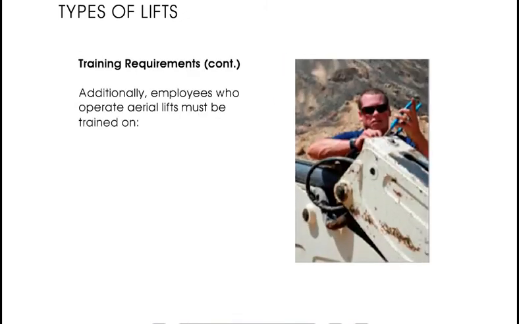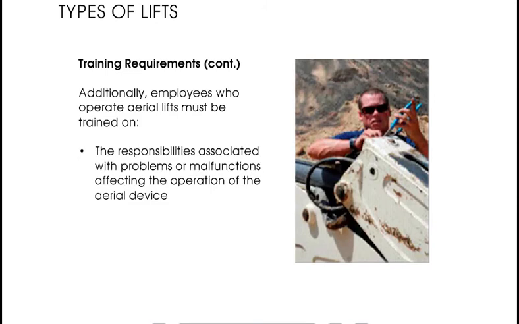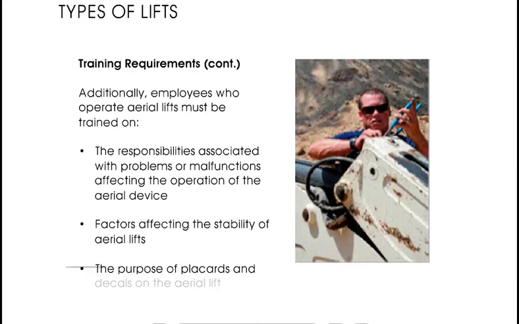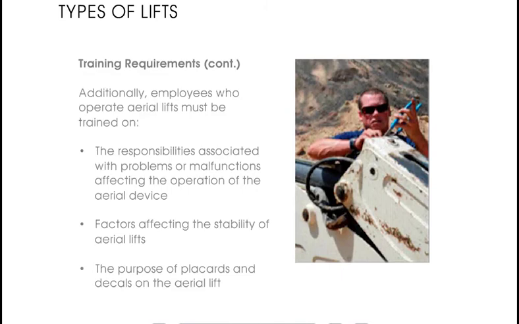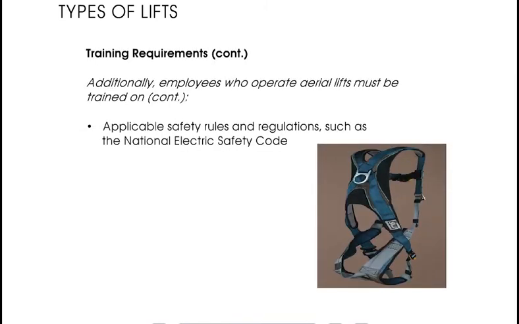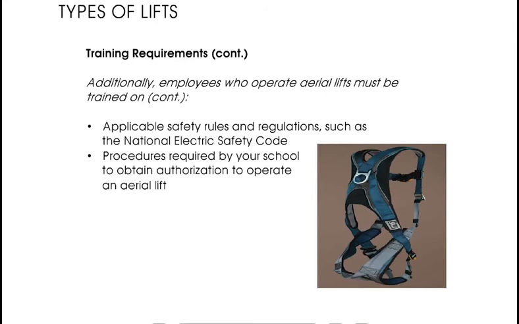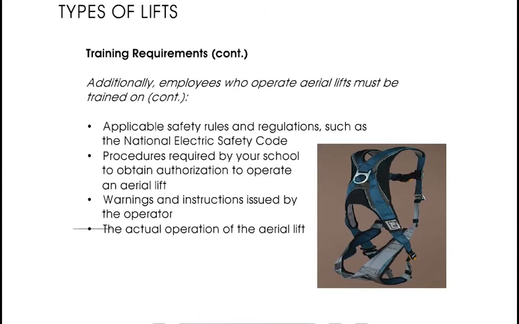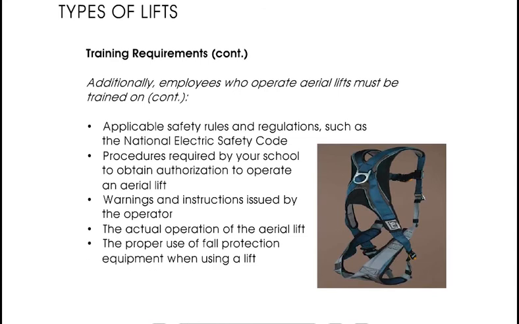Additionally, employees who operate aerial lifts must be trained on the responsibilities associated with problems or malfunctions affecting the operation of the aerial device, factors affecting the stability of aerial lifts, the purpose of placards and decals on the aerial lift, applicable safety rules and regulations, such as the National Electric Safety Code, procedures required by your school to obtain authorization to operate an aerial lift, warnings and instructions issued by the operator, the actual operation of the aerial lift, and the proper use of fall protection equipment when using a lift.